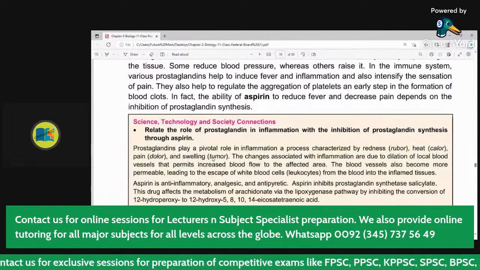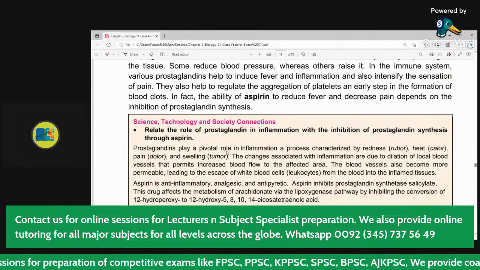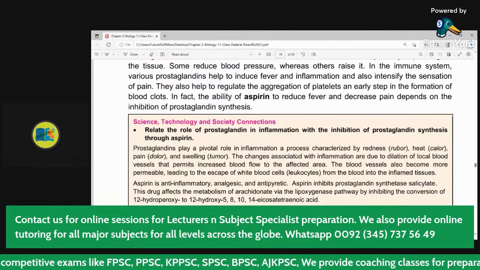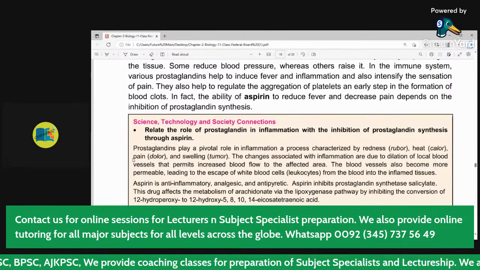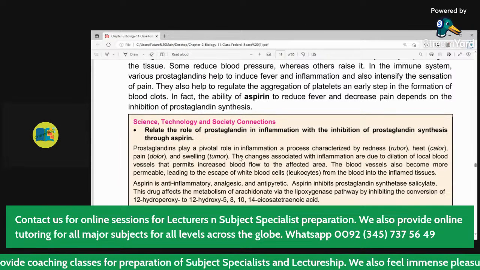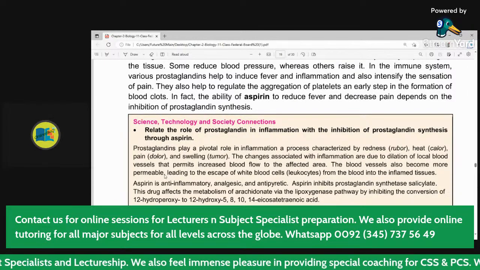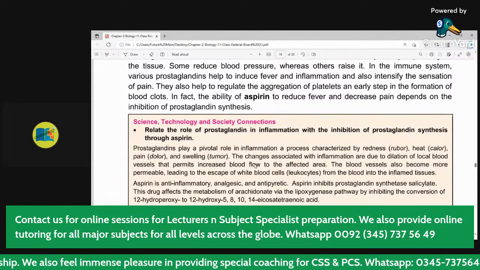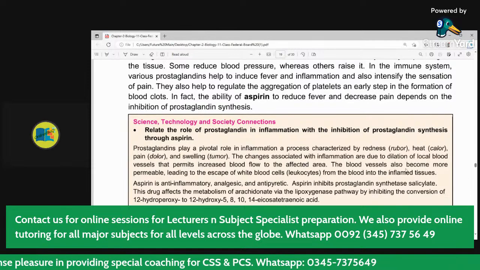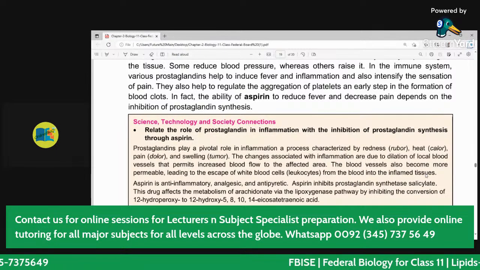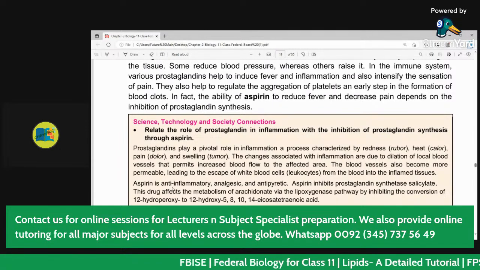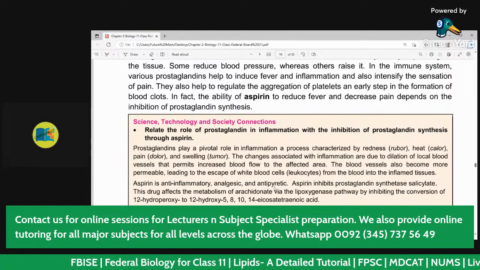There is also a short note. Prostaglandins play a pivotal role in inflammation, a process characterized by redness, heat, pain, and swelling. The changes associated with inflammation are due to dilation of local blood vessels that permits increased blood flow to the affected area. The blood vessels also become more permeable, leading to the escape of white blood cells from the blood into the inflamed tissue. Aspirin is anti-inflammatory, analgesic, and antipyretic.